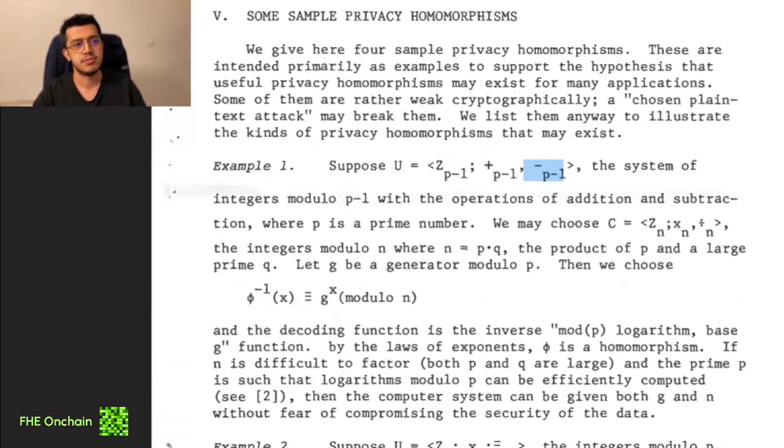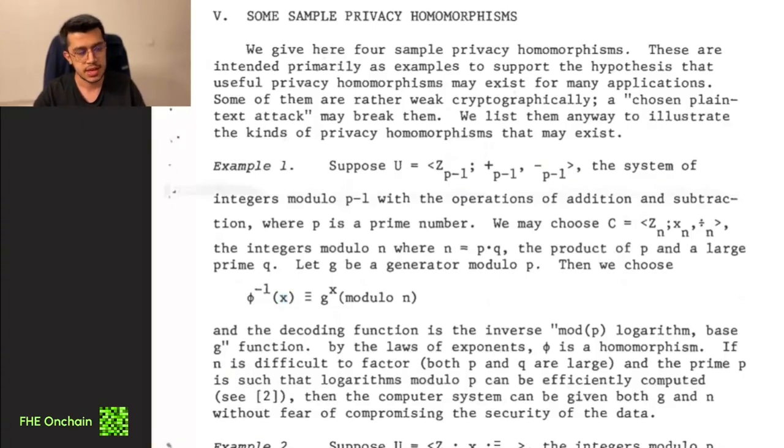So, and we may choose the computer system structure with the set of integers modulo some number n, which is a product of two large primes with the operations of multiplication and division. Of course, there is a generator G. Then we choose the encoding function to perform the underlying data by putting it on top of the generator.